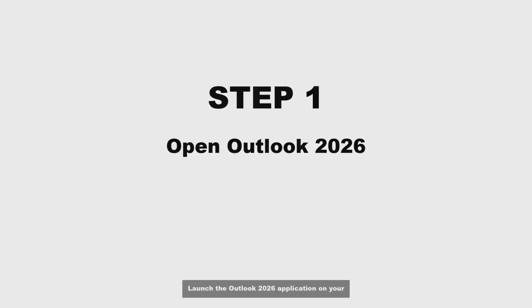To check your transaction history on Outlook 2026, follow these simple steps to navigate through the application and find the information you need. Step 1. Open Outlook 2026. Launch the Outlook 2026 application on your computer. Ensure you are logged in with the account associated with the transactions you want to check.